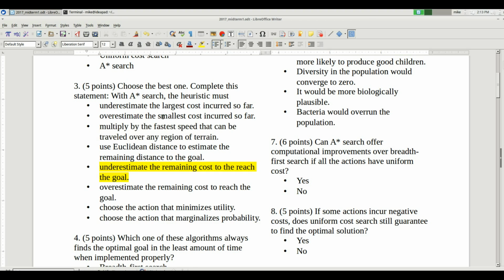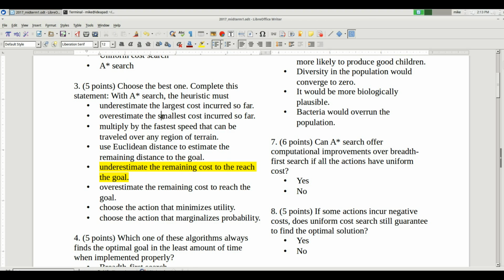Just to finish going through the distractors, does A* search use Euclidean distance to estimate the remaining distance to the goal? This is usually what people do with A* search, but that is nothing built into A* search. That's just what people usually do. So I admit that was a sneaky, dastardly distractor, but if you understand A* search, you should understand you only need to underestimate the remaining cost. Euclidean distance is one good way to do that. It is not the way to do that. And there are cases where this does not underestimate the remaining cost.